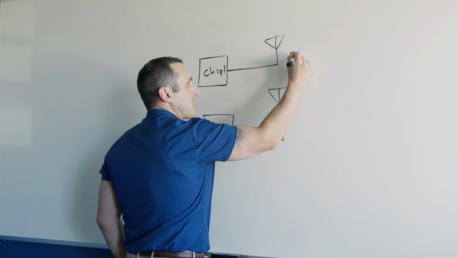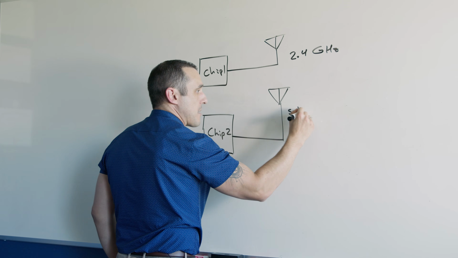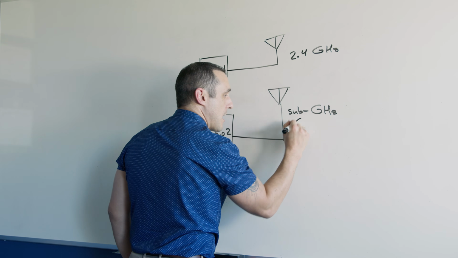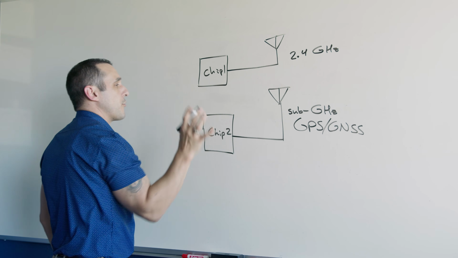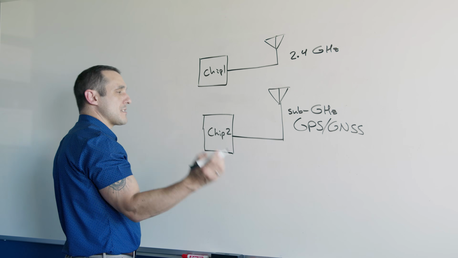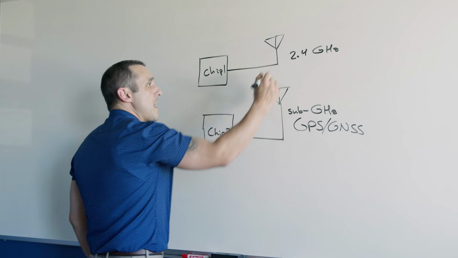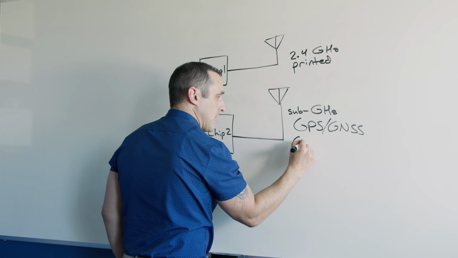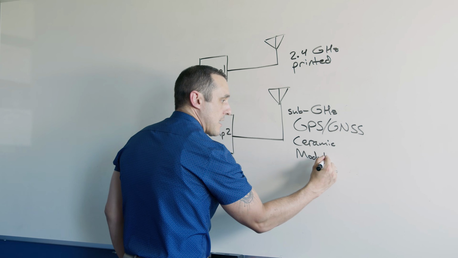So for example, this one could be at 2.4 gigahertz, and then maybe this one is at, for example, sub-gigahertz. Or another common example that I've dealt with is, for example, GPS/GNSS, this type of system. So you basically have a 2.4 gigahertz interface and then some other protocol that you need to access over an antenna. And in this case, they're totally operating at different frequencies, and you may even have different antenna structures. So for example, this one could be, let's say, a printed antenna, and this one could be, for example, a ceramic antenna. Or maybe it could be a module, so maybe it connects with a small coax cable.